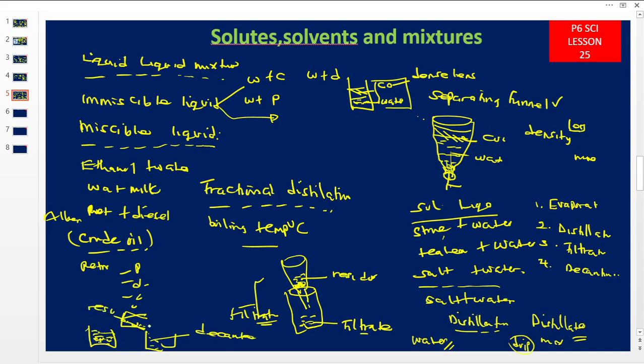So that is how we can separate solid liquid mixtures. We can use evaporation to dryness, distillation, then filtration, then decantation. A product of distillation is a distillate, filtration is a filtrate, decantation is a decantate. So we use them to separate solid liquid mixtures.